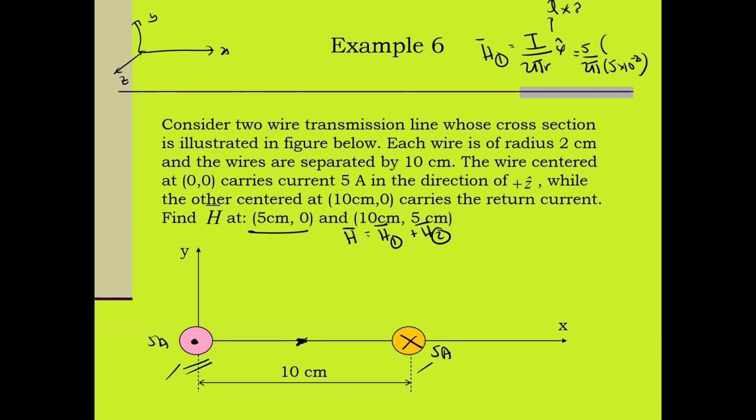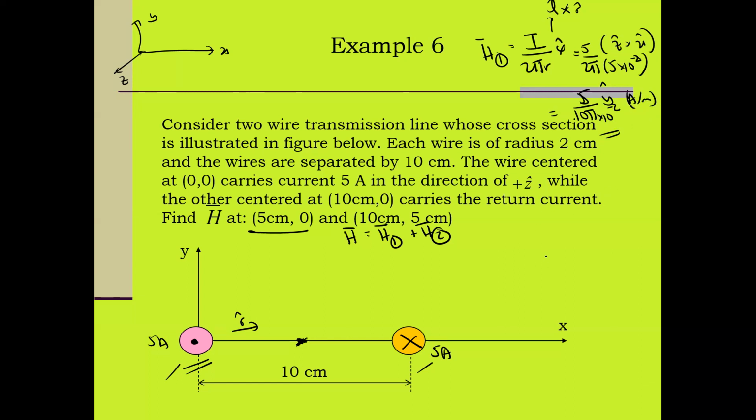So what should be the L direction, which is the current direction? The current direction should be in a positive Z direction, whereas R should be in this direction, a positive X direction. So it should be Z cross X. So we end up with H1 equal to 5 divided by 10 pi times 10 power of negative 2. Z cross X will give us the Y direction. So this is H1 in ampere per meter.